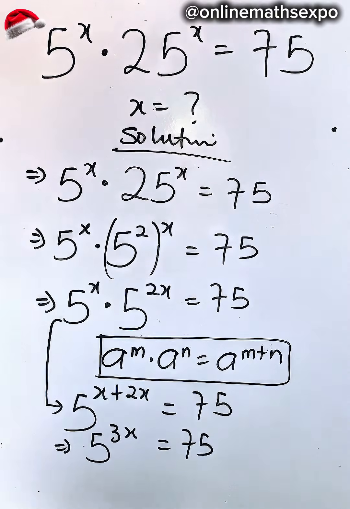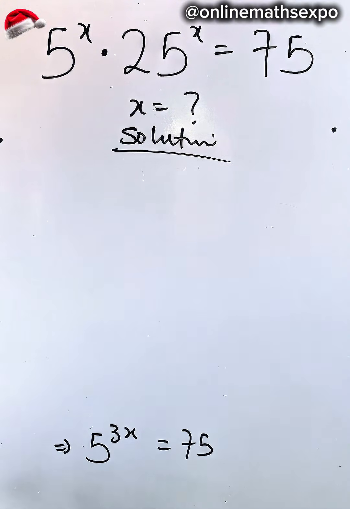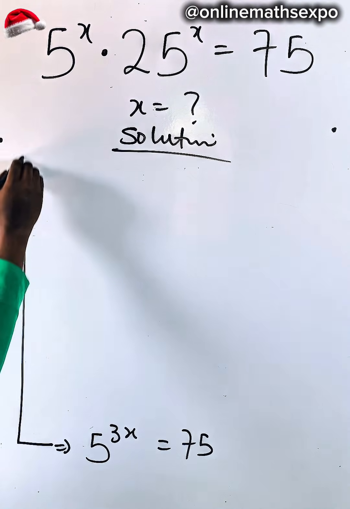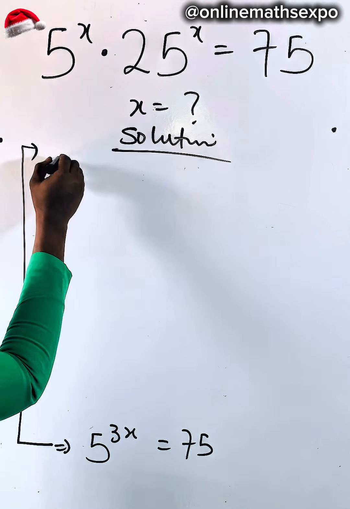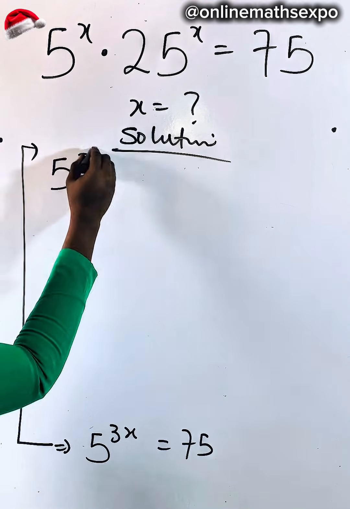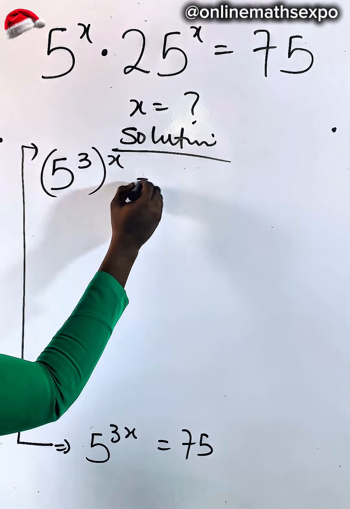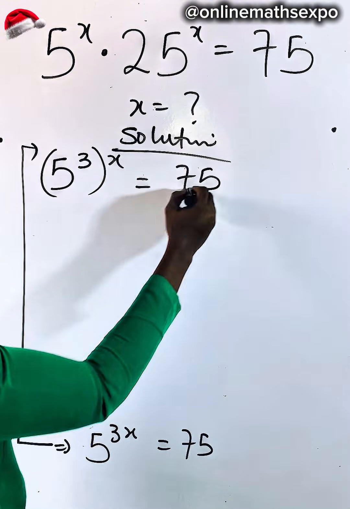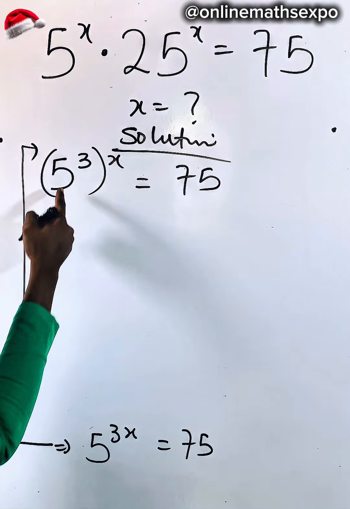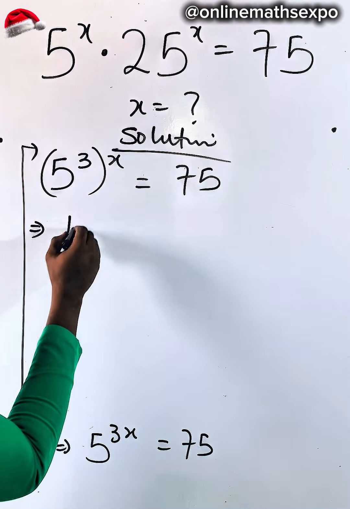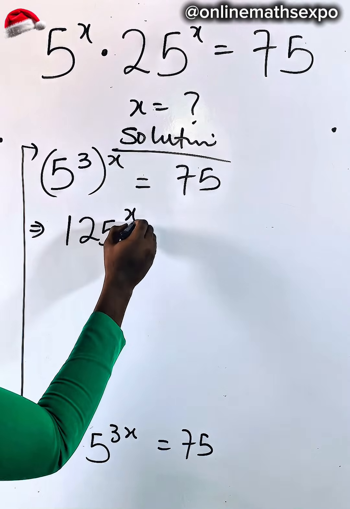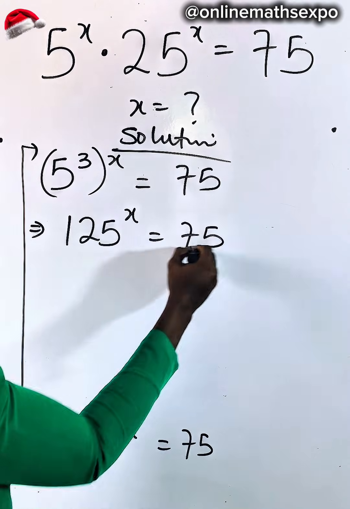We keep solving. So from here, you just need to remember what we stated earlier. So this is the same as 5 to the third power is raised to the power of x is equal to 75. So we keep simplifying. 5 to the third power, you know, is 125. So we have 125 to the power of x is equal to 75.